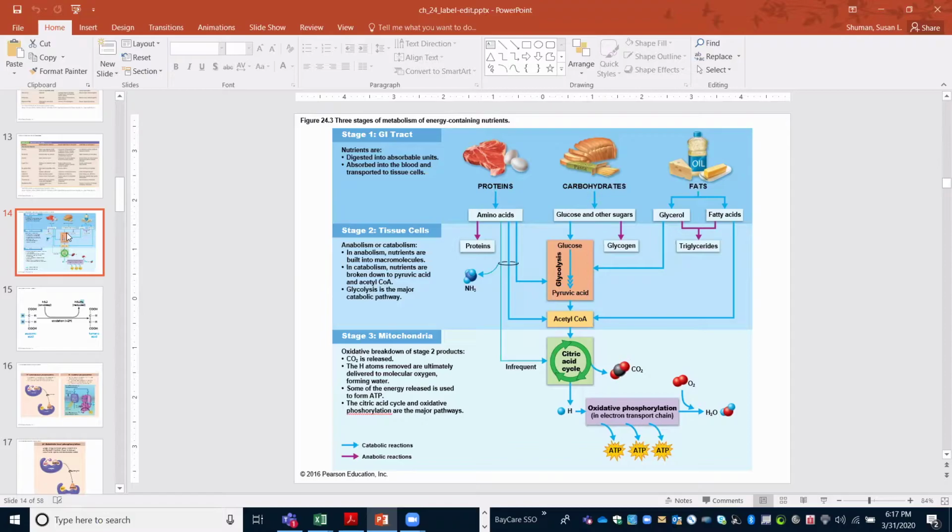All right, anabolic. What does anabolic mean? If catabolic is cutting, what's anabolic doing? Building. Yes, it's building. Okay, so anabolic reactions are building.